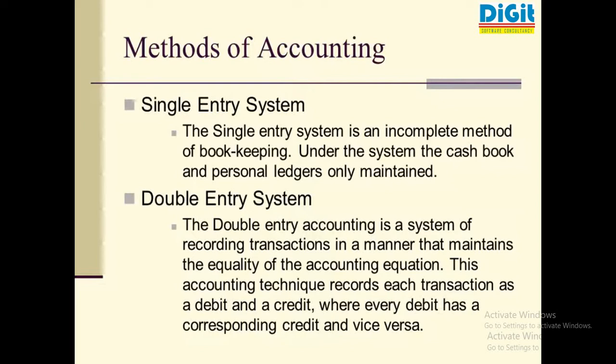Single entry system is an incomplete method of bookkeeping, okay. This is not scientific. Under this system, only the cash book or personal ledgers are maintained, right? But in the double entry system, accounting is a system of recording transactions in a manner that maintains the equality of the accounting equation.